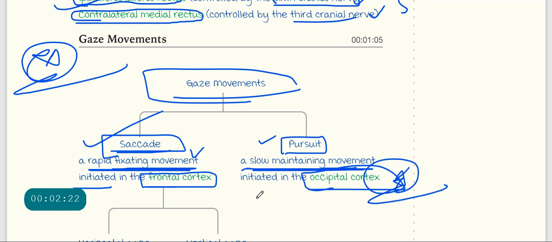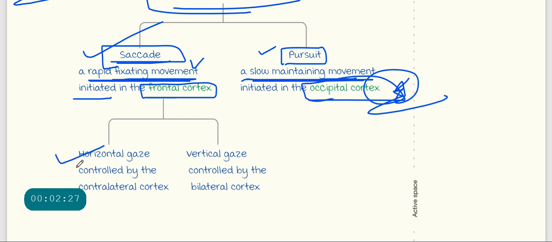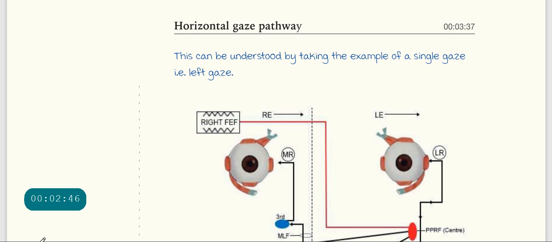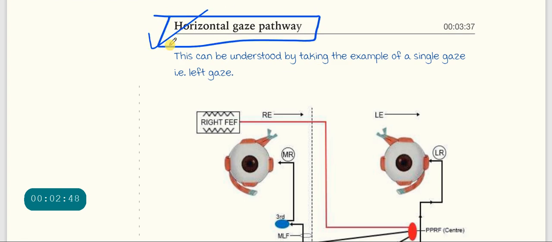Okay, two different things. Now saccade is further of two types. Okay, these are horizontal gaze and vertical gaze. The horizontal gaze is controlled by the contralateral cortex, and the vertical gaze is controlled by the bilateral cortex. Okay, now we'll study in brief detail about these all. So the first comes your horizontal gaze pathway, and it can be understood by taking an example of a single gaze, a left gaze. Okay, so we are taking an example of left gaze.